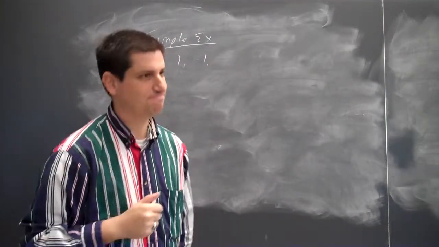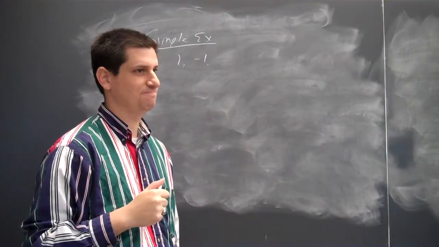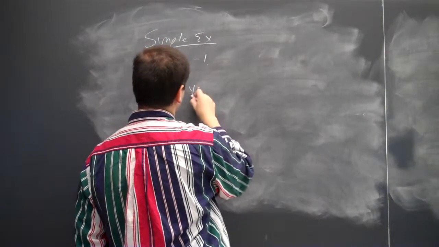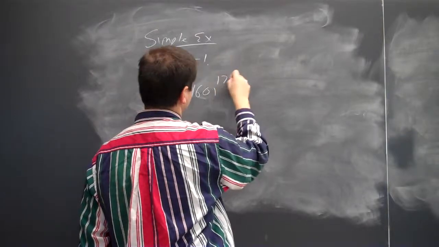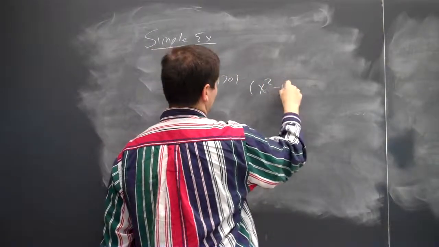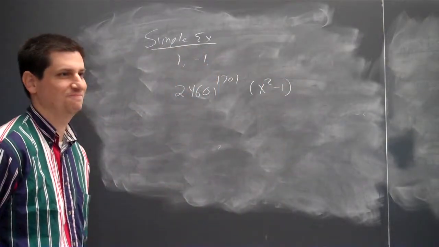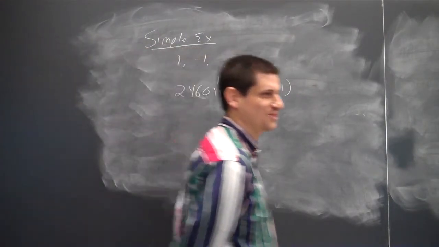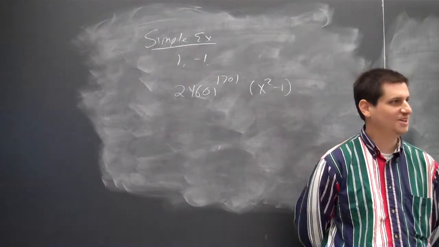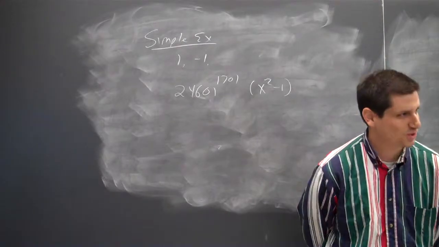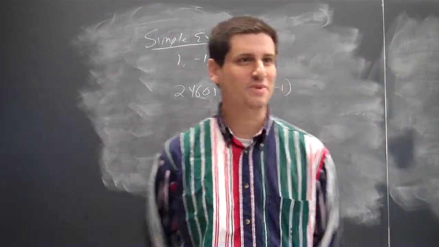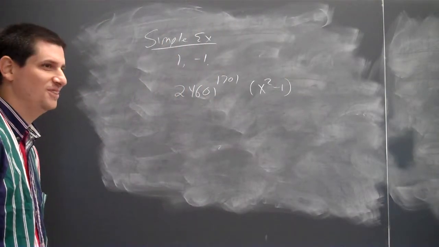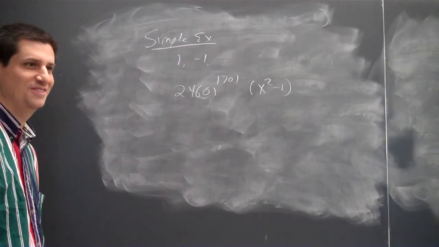Nope. I'm thinking of 24601 to the 1701 times x squared minus 1. And so if you really know me, you can figure out why I've chosen those two numbers. Now that I'm at Williams, I should probably update at least one of the numbers, but old habits die hard.